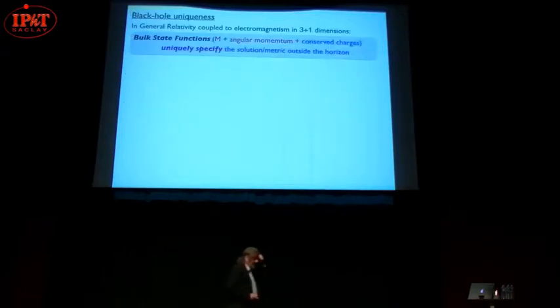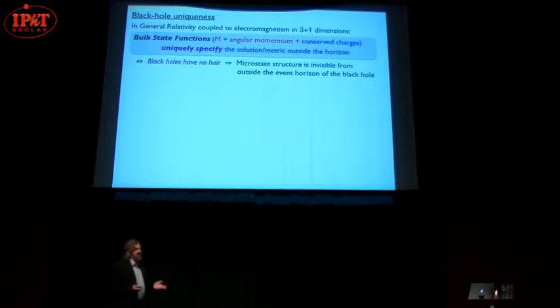But there's a problem, and that has to do with what is now called the information problem. It all stems from these classical, beautiful theorems in general relativity that say that black holes are unique. What they mean is, you specify the black hole state functions, whatever they are, mass, angular momentum, charge, and once you specify them, it completely determines the solution of the metric outside the horizon. And so normally it's expressed as: black holes have no hair. But what it really means is that the microstate structure, if there is any, must be completely invisible from outside the event horizon.